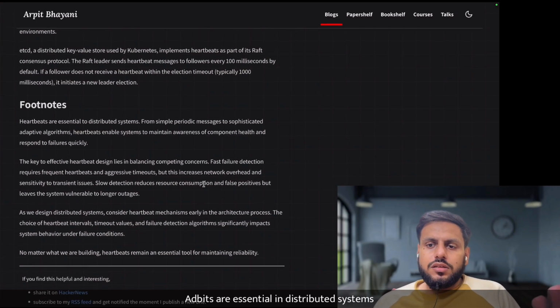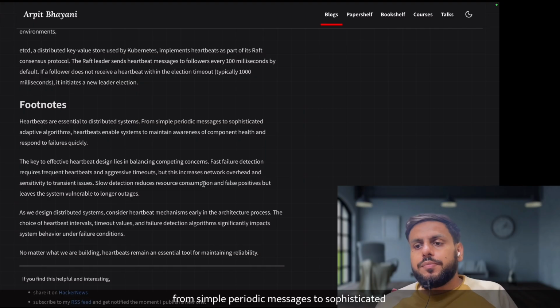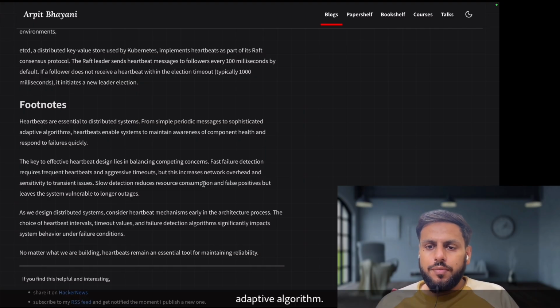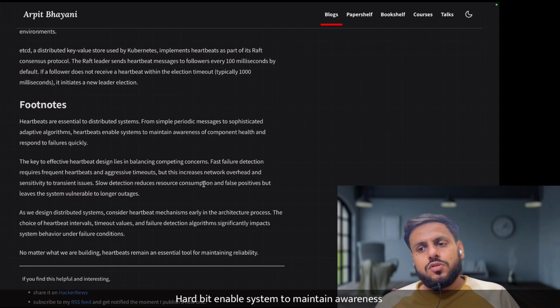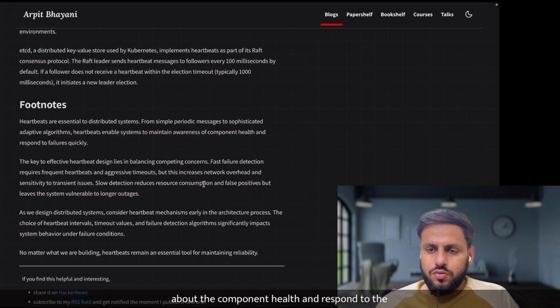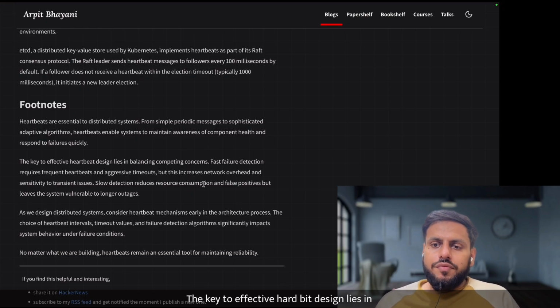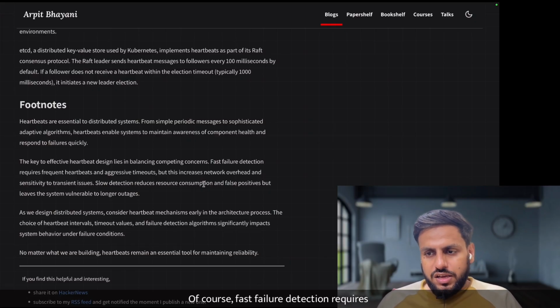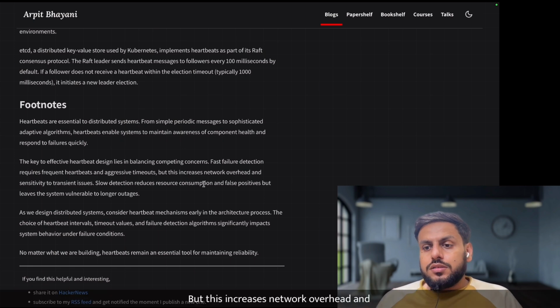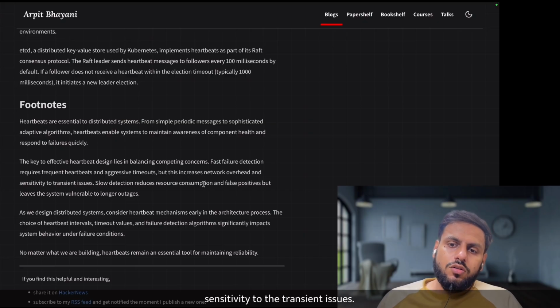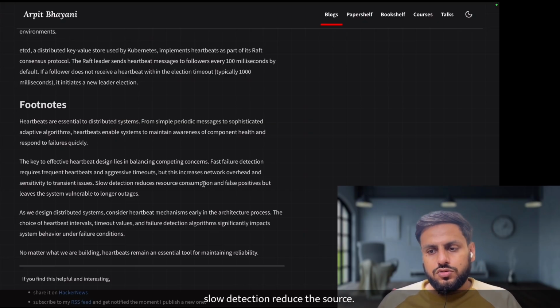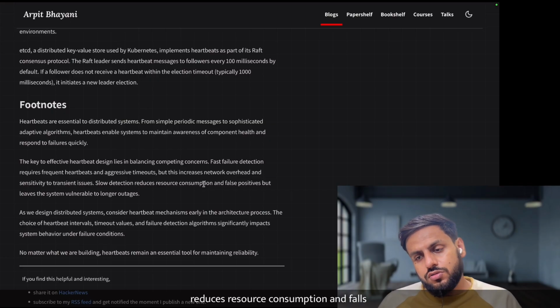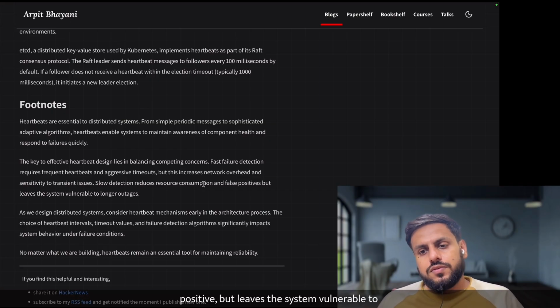Footnotes. Heartbeats are essential in distributed systems. From simple periodic messages to sophisticated adaptive algorithms, heartbeats enable systems to maintain awareness about component health and respond to failures quickly. The key to effective heartbeat design lies in balancing competing concerns. Of course, fast failure detection requires frequent heartbeats and aggressive timeouts. But this increases network overhead and sensitivity to transient issues. Slow detection reduces resource consumption and false positives, but leaves the system vulnerable to longer outages.